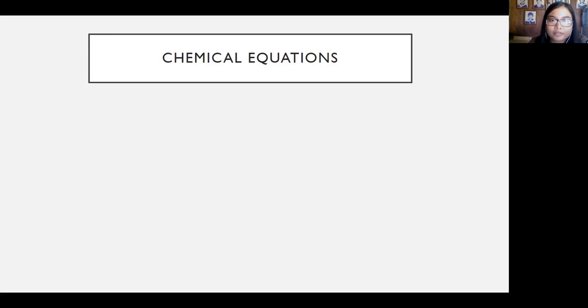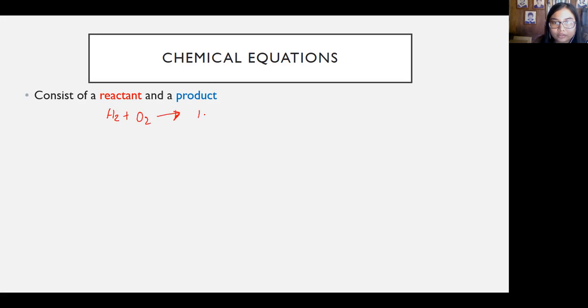So, first of all, we must know about chemical equations. So, a chemical equation consists of a reactant and a product. So, an example of this will be the formation of water molecules. So, mag-react tayo ng hydrogen gas, ng oxygen gas, then we will form water molecule. So, kailangan sa chemical equation din, marunong tayo mag-balance. So, we'll try to balance this out.